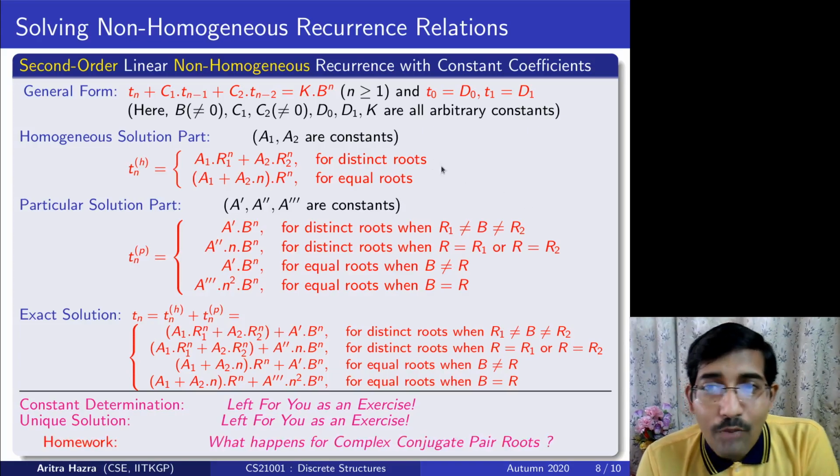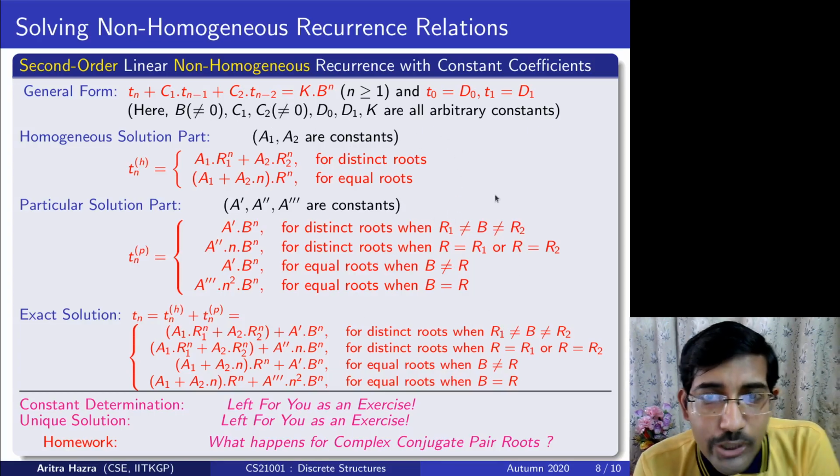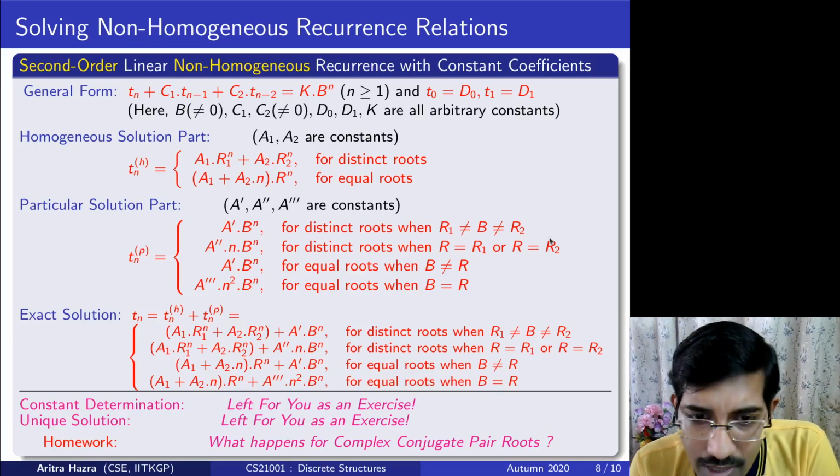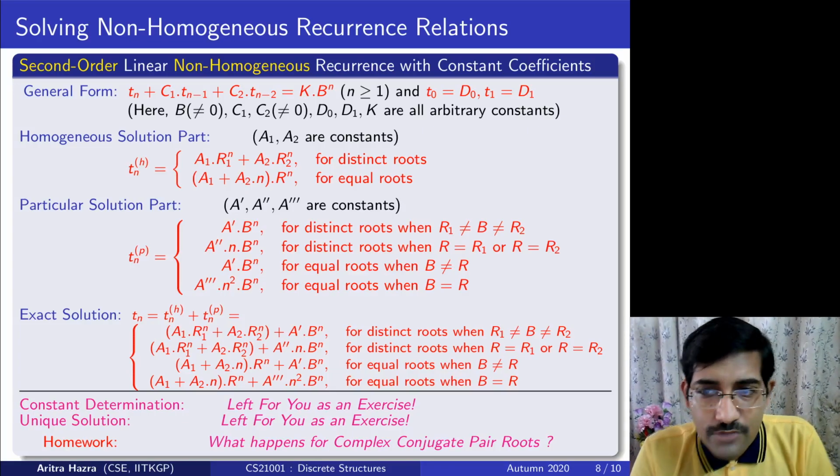And the complex part I didn't consider. So you complete this whole generic second order linear homogeneous recurrence on your own, with the complex root part as well, and also determine the constants and the unique solution in this process.